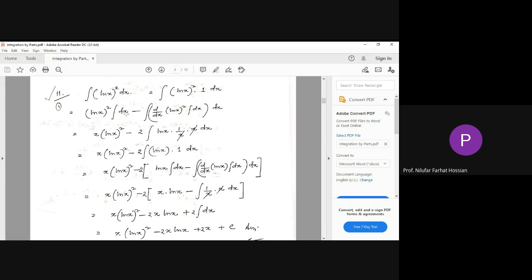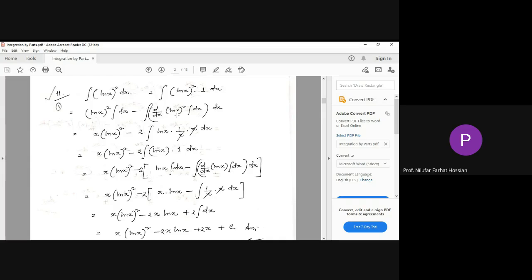integral of 1, just 1, that means integral of dx. And here whole integration of d dx of the first function into integration of the second function, and then close this bracket, put another dx here. So integral of dx is x. So x into ln x whole square.